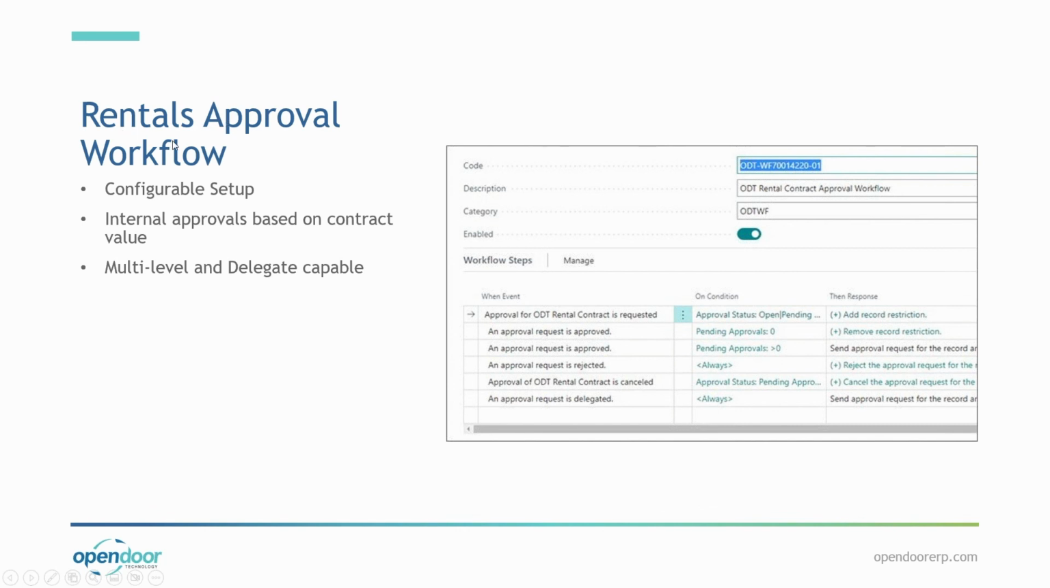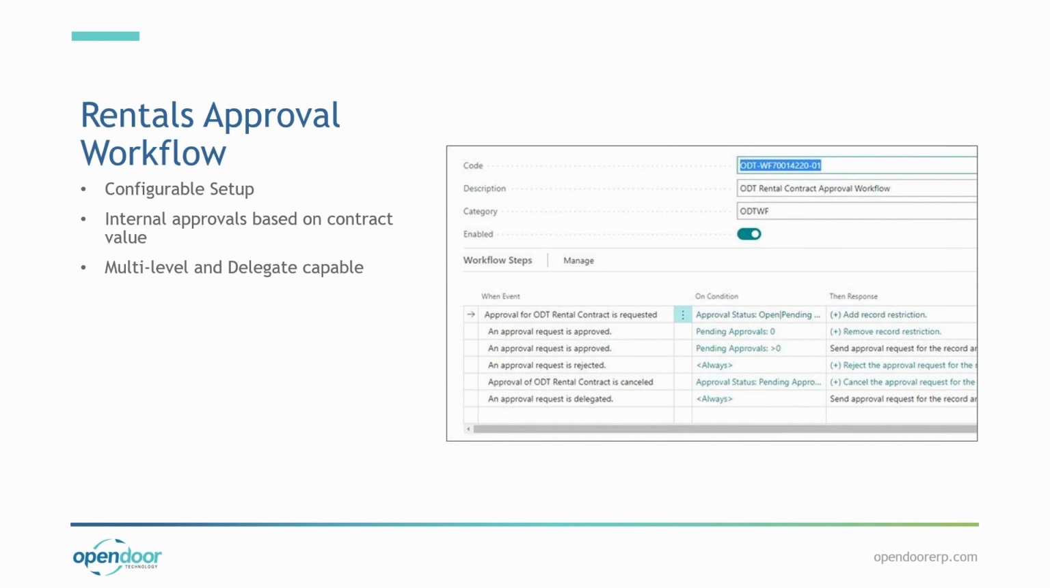And the workflow. So this was something that was already available for standard Business Central entities like sales documents. We've extended it to be able to work on rentals. Again, configurable setup inside the workflow. We've created templates for rentals, for contracts and quotes. These are internal approvals based on a contract value. So it'll prevent you from basically sending the quote out until somebody internally has approved the quote is okay to send, right? Same thing with the contract.